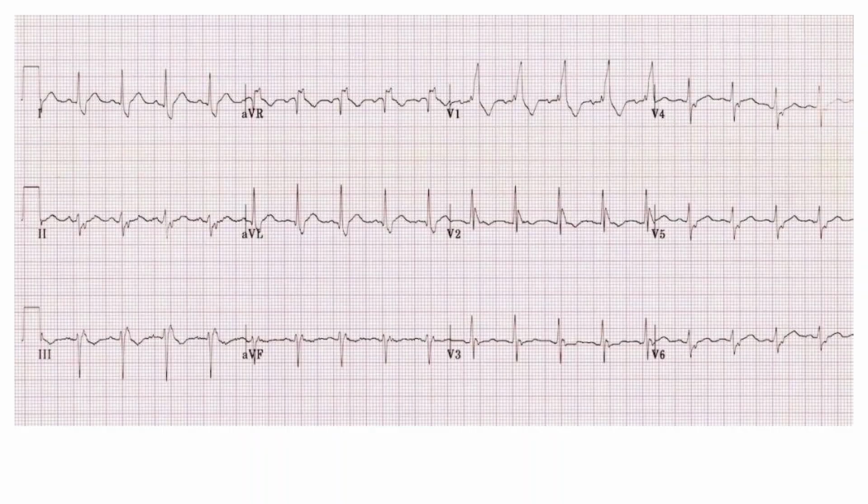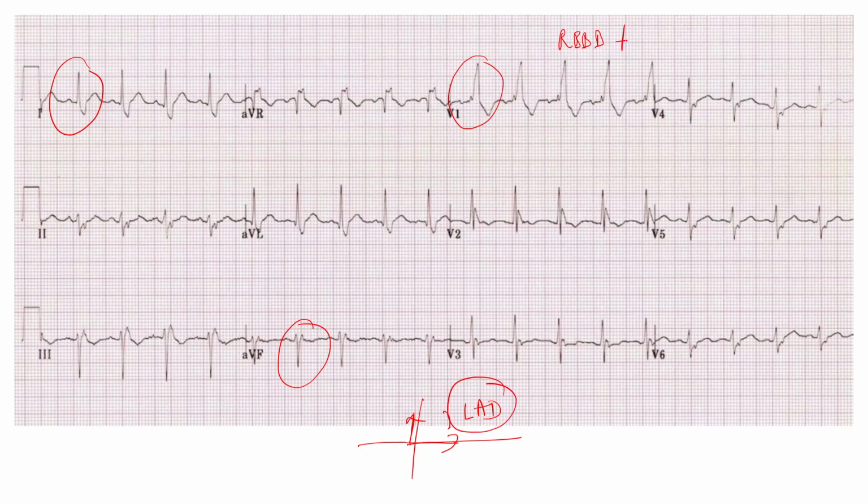If you see this ECG, you can appreciate that there is an RSR' pattern in V1. So this is a case of right bundle branch block. Then the next thing is to look at the axis. Lead 1 is positive, lead aVF is negative. That means it is left axis deviation. So RBBB plus left axis deviation means it is a bifascicular block, that is RBBB plus left anterior fascicular block.